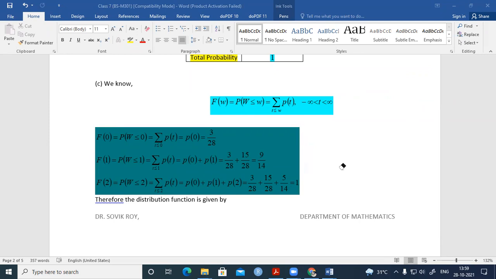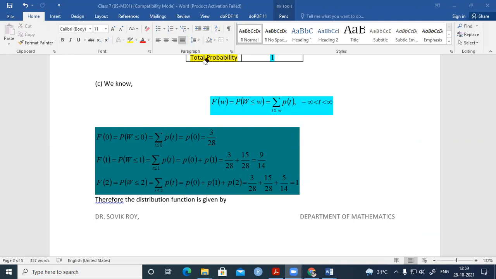Two cases may arise. Suppose your total probability is not itself 1. Then this 1 will not come, which means there is something wrong in your chart. Or if your chart is complete, that is, the total probability is 1, but the last value of the distribution function is not coming as 1, that means you have made some mistakes somewhere in between during the calculation. So you have to be very careful about this.